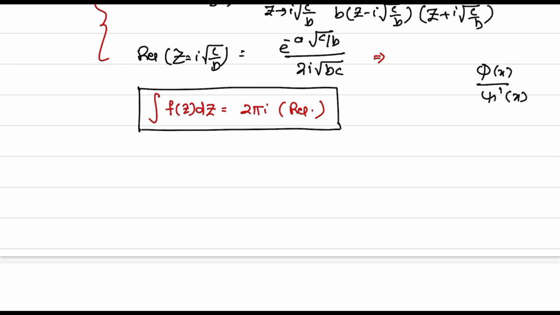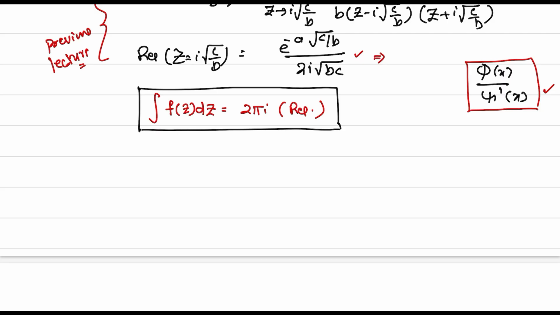psi dash x. In the previous lecture I have clearly told you, please refer to my previous lecture for these steps. Once you see the previous lecture, you can very well understand the procedure that I have followed.